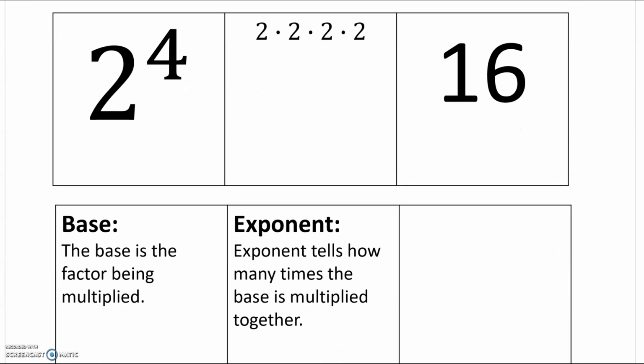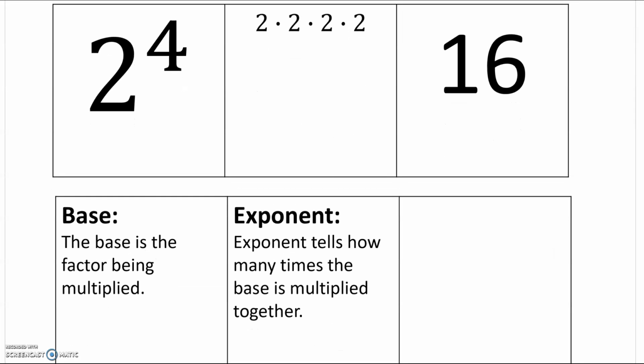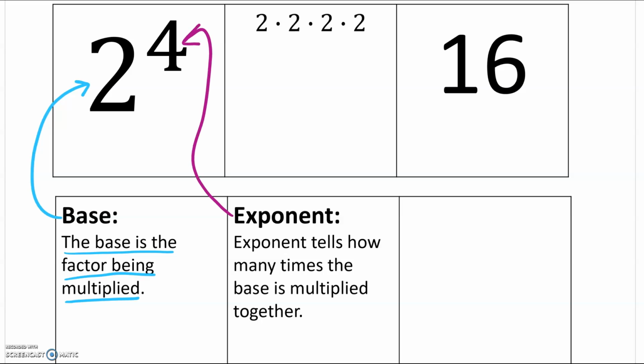So first we'll look at some of the basics. So 2 to the fourth power. Each of these pieces we have a name for. So the base is, in this case, the 2. The base is the factor being multiplied. So that means the 2 is the number that we're multiplying together. The exponent is this little guy up here. It's always written small and up at the top. The exponent tells how many times the base is multiplied together.